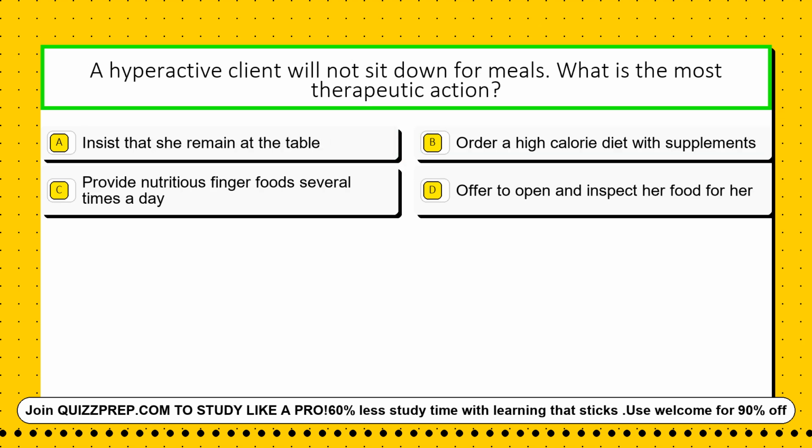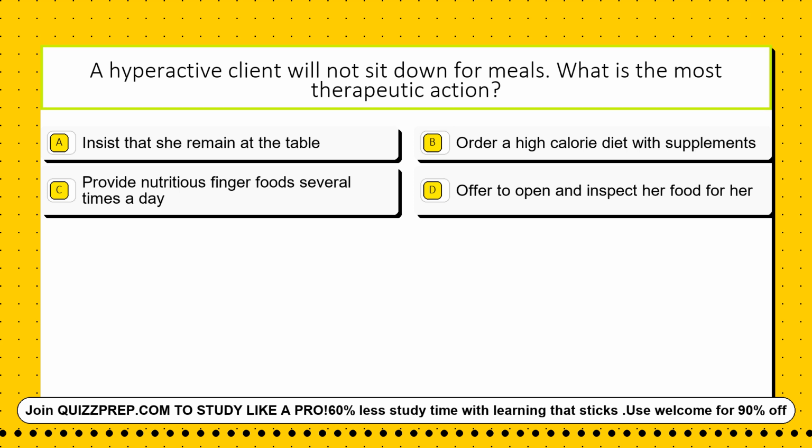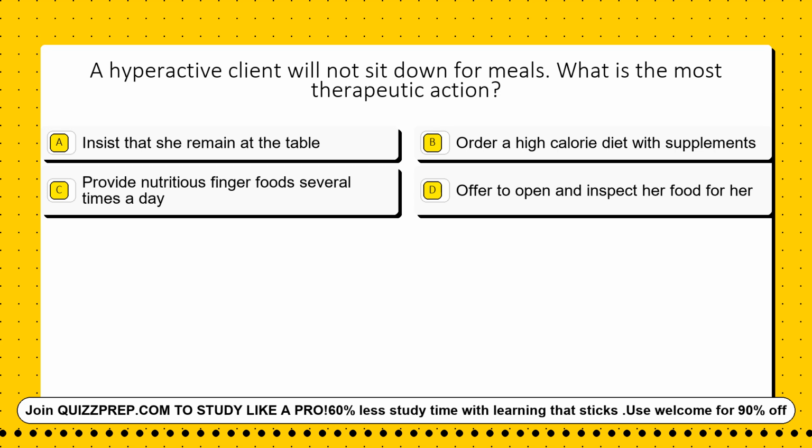Question 72. A hyperactive client will not sit down for meals. What is the most therapeutic action? Option A. Insist that she remain at the table. Option B, order a high-calorie diet with supplements. Option C, provide nutritious finger foods several times a day. Option D, offer to open and inspect her food for her.